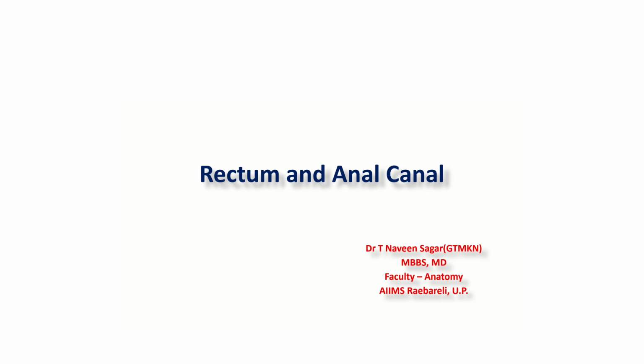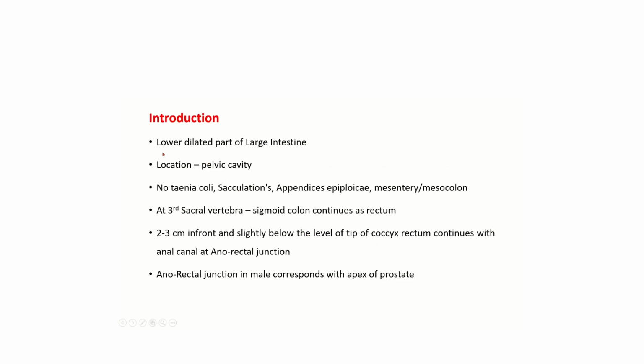In this session, we'll be dealing with the gross anatomy of rectum and anal canal. So rectum is the lower dilated part of the large intestine. It is located in the pelvic cavity. So how is it different from large intestine? It has no taenia coli, no sacculations, no appendices epiploicae, and there is no mesentery or mesocolon.